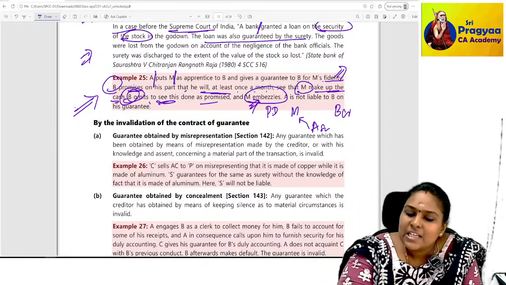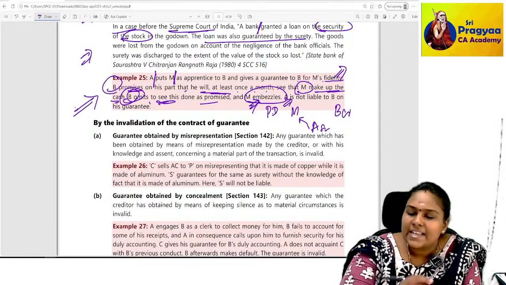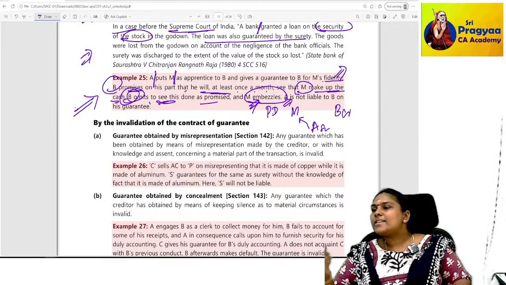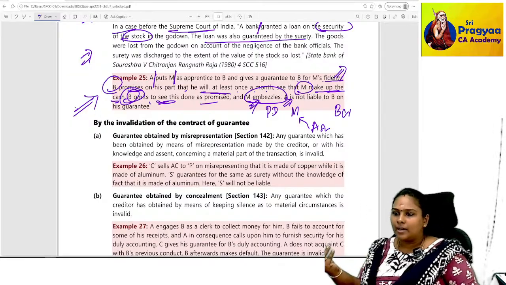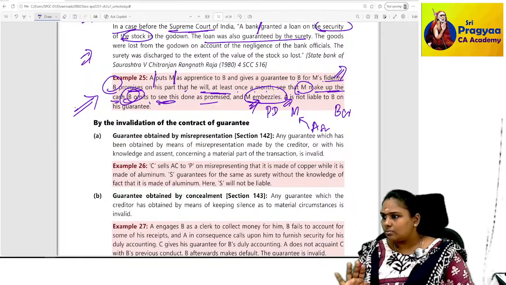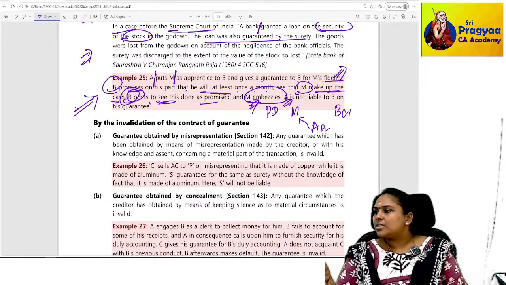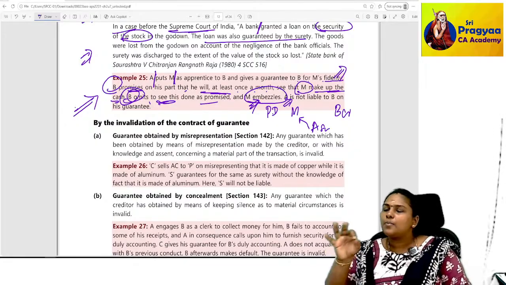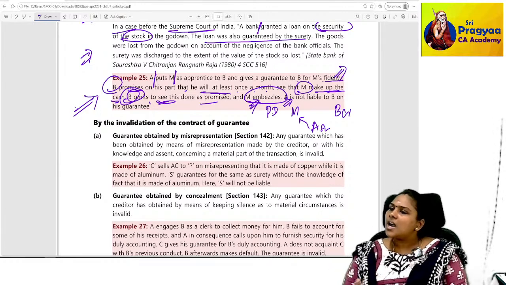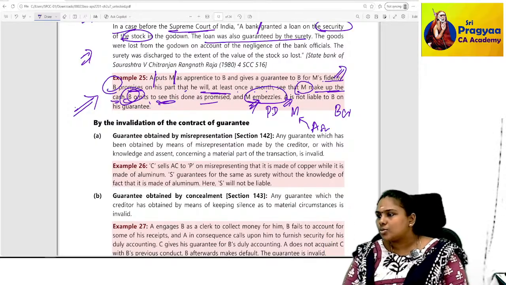In this case, the surety is not liable on his guarantee. What is the reason? Whatever B has promised, he has not done. At the time of making the guarantee, whatever was promised, you should do. Correct? You only promised that you will check once a month whether the cash balance is all correct and whether this boy has accounted for everything. Ultimately, if you are not doing whatever you have promised, why should I stand as a surety?